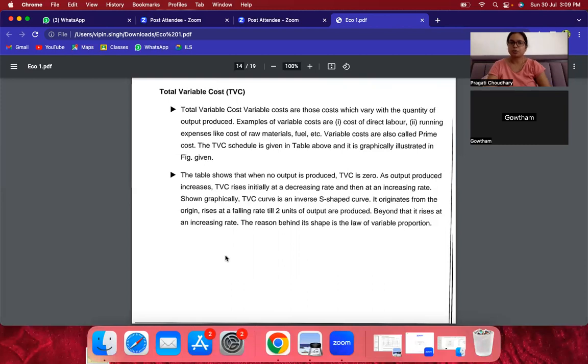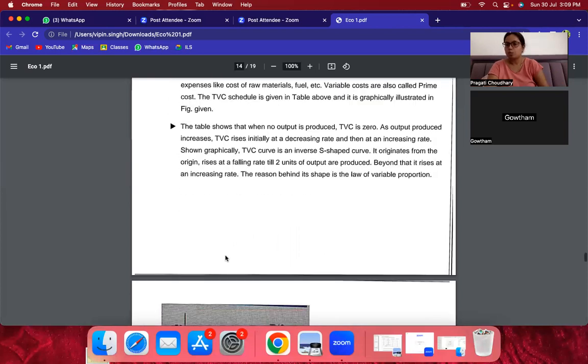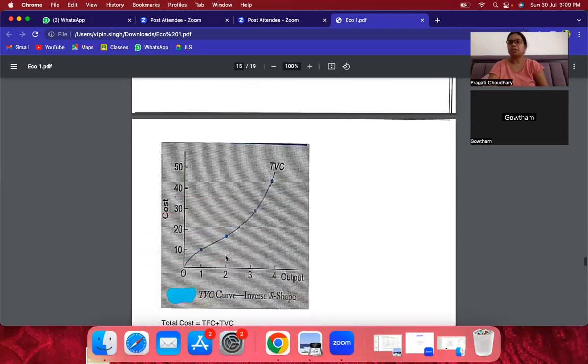TVC is zero. As output produced increases, TVC rises initially at a decreasing rate, then at an increasing rate. Shown graphically, the TVC curve is inverse S-shaped. It originates from the origin and rises at a falling rate until 2 units of output are produced. Beyond that, it rises at an increasing rate. The reason behind its shape is the law of variable proportion. What is the law of variable proportion? That it will change due to change in the raw materials.